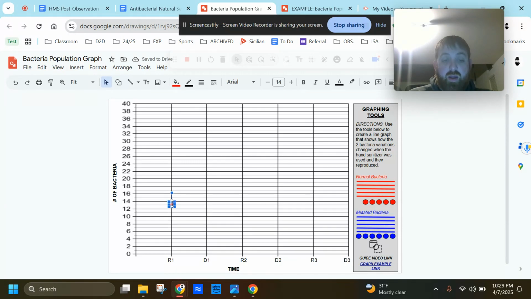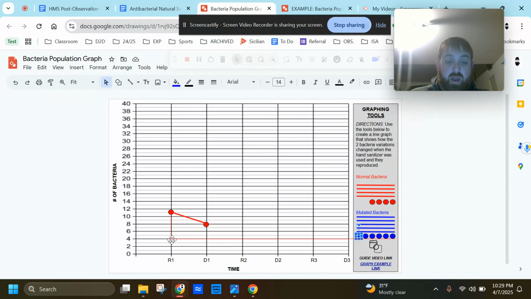So maybe at the first one, you had 11 marshmallows. And then after dose 1, maybe you had 8. So maybe the population went down from the first time they reproduced to the first dose. You're then going to take a line, add it here, and connect the dots to show that over time, from when they first reproduced to when the first dose happened, the population went down. And you're going to do that for the blue as well.